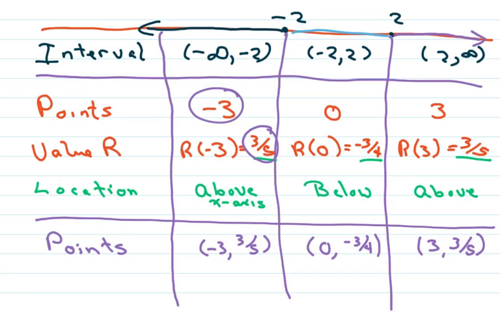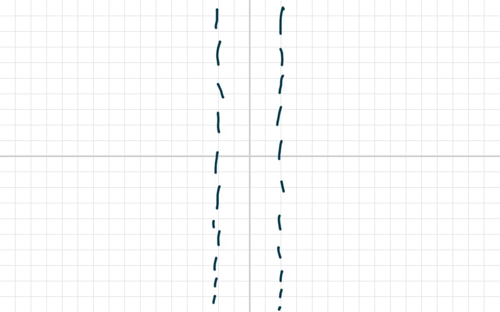And then I'm going to graph. I'm going to first draw my two vertical asymptotes at x equals negative 2 and x equals 2. We know this is symmetric to the y-axis. I have 3 intervals here that I did checks on. My first point was negative 3, 3/5. So that looks like this. We know it's above the x-axis.